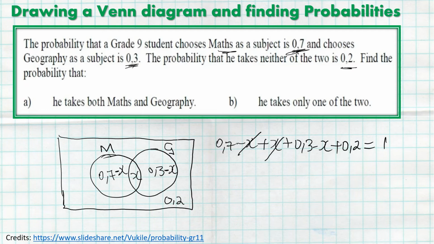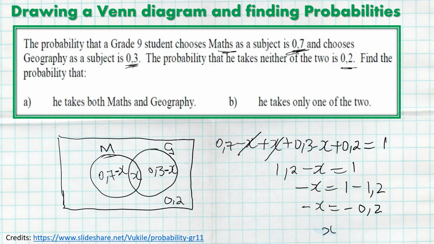So it's going to be 0.7 plus 0.3 plus 0.2, which gives us 1.2. So 1.2 minus X is equal to 1. If we transpose it, it's going to be 1 minus 1.2, which is the same as negative 0.2. So then our X will be equal to 0.2. Very interesting. We can now go and sketch a new Venn diagram.